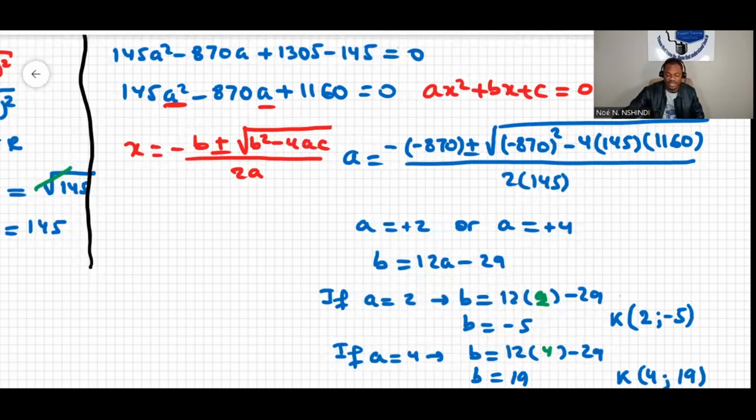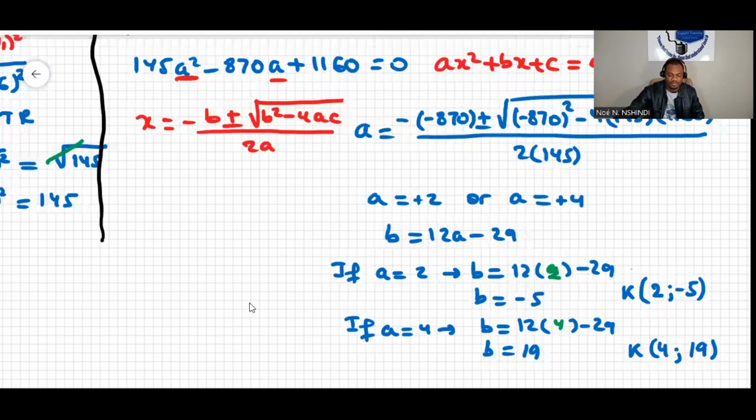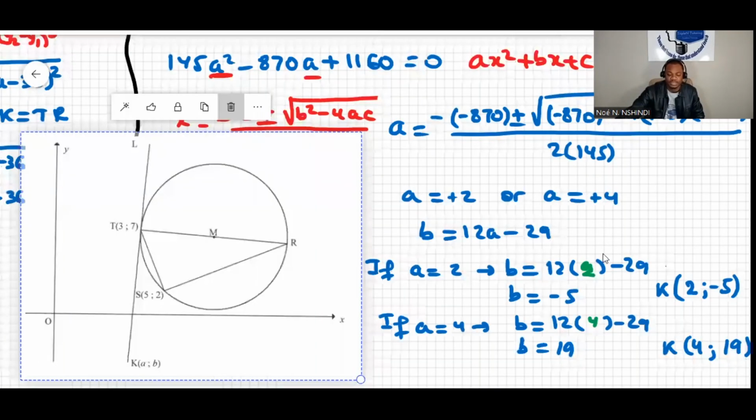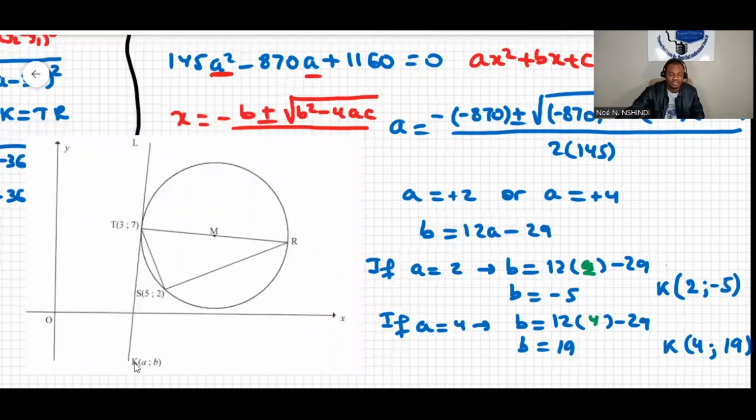Now, if you look at our diagram, maybe I should place the diagram in this space here, so I don't move the board all the time. In our diagram, we can see that K is underneath the x-axis, where the y value is negative. Therefore, the solution is K is (2, -5), and the other one is not applicable. Thank you.